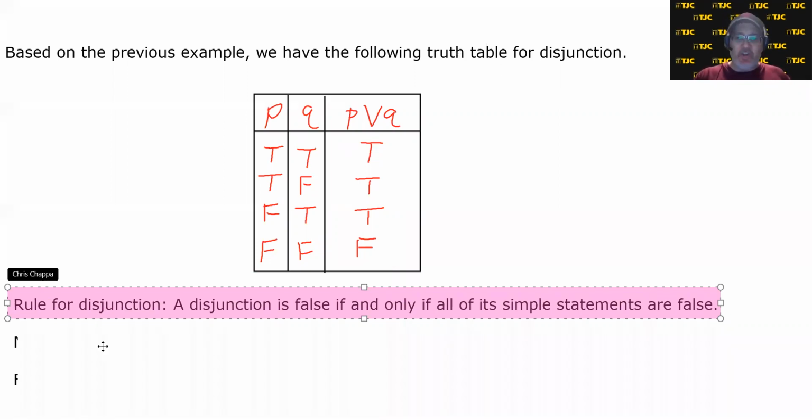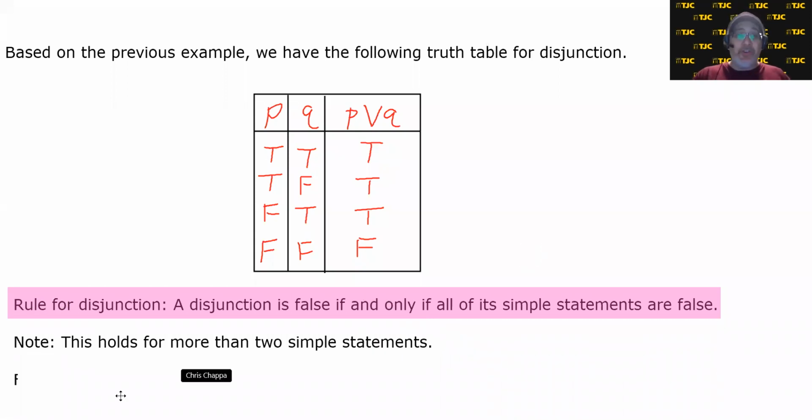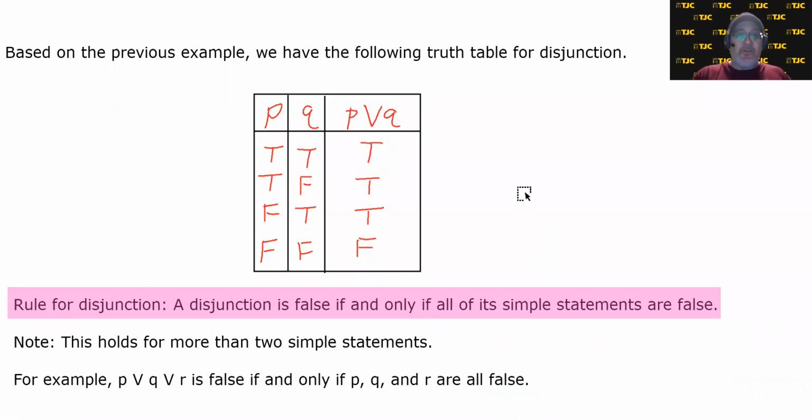And just like we said with conjunctions, this holds for more than two simple statements. For example, P or Q or R is false if and only if all of them are false. So that means no matter how many statements you connect together with or, your statement will be true unless every single statement you say is false. So I'm about to say a statement that will eventually be true. Listen closely.